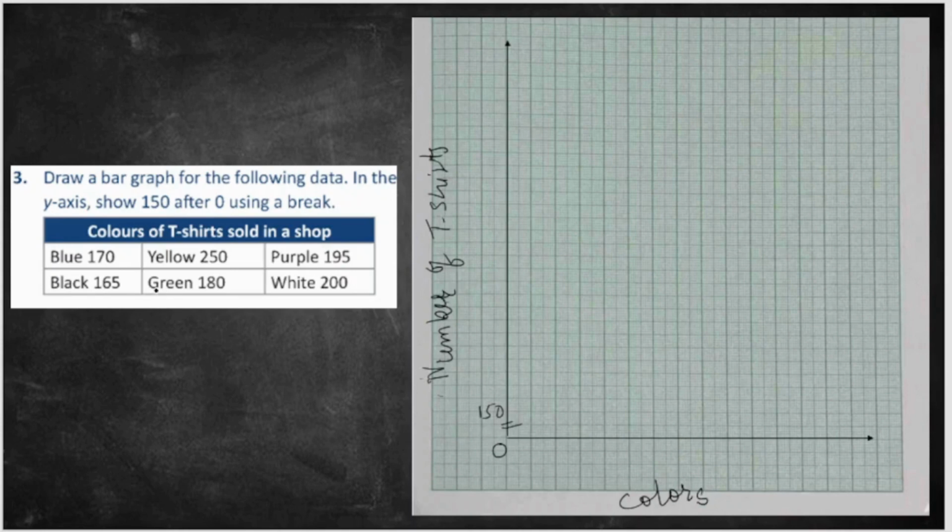Okay, so what are the colors here? Blue for this one column. Okay, here yellow. For yellow I am writing Y. For purple I am writing P. For black, okay, black and blue I have written complete names to avoid confusion. For green I am writing G, and for white I am writing W.